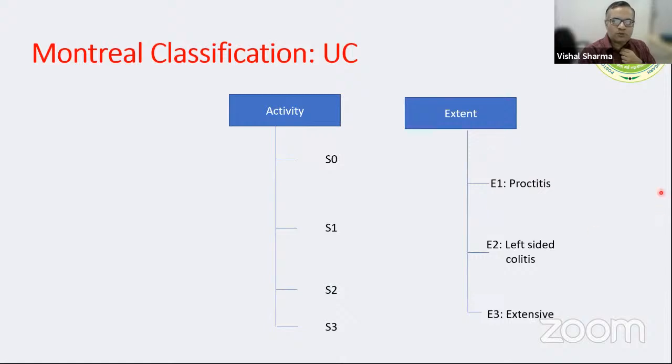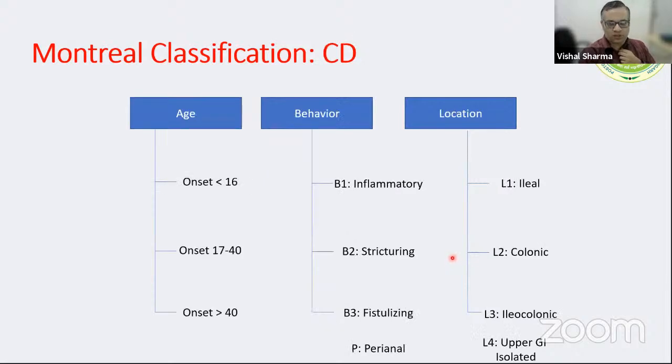Then I talked about the extent already. And then for Crohn's disease, you have age, behavior, and location. So age, whether the onset is at less than 16, or 17 to 40, or more than 40. Behavior, I think I've already talked about. B1, B2, or B3 disease, and then there's perianal disease. Location, it could be ileal, colonic, or ileocolonic, and some of the patients may have restricted upper GI involvement.